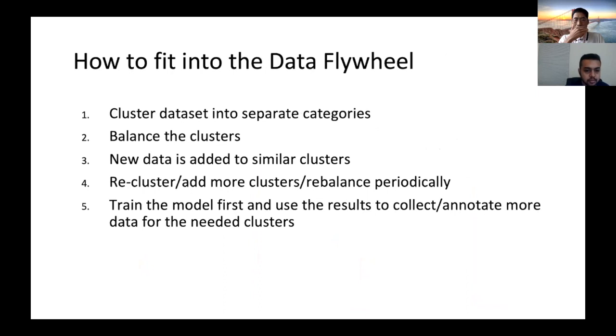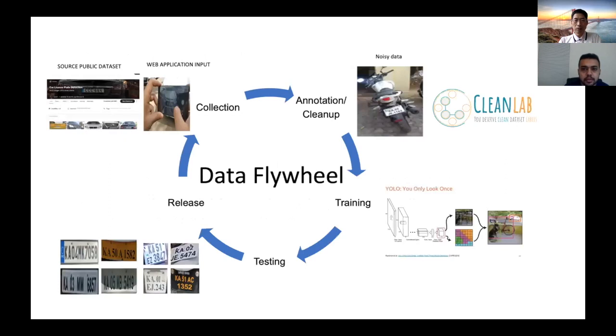So to make it through the data flywheel, what we propose is we cluster the datasets into different groups, and we recluster, add more clusters, and rebalance based on the model's performance and the model's confidence measures, and continuously improve the model's performance by collecting and annotating more data for the needed clusters. And how this fits into the overall MLOps pipeline, let Mahavir take over.